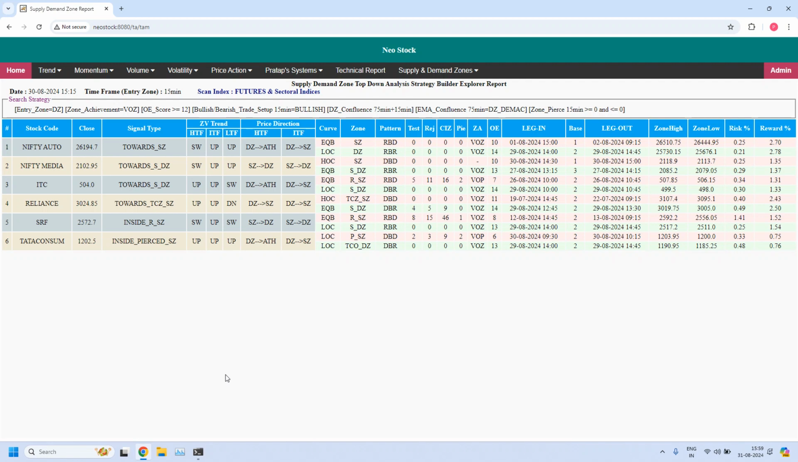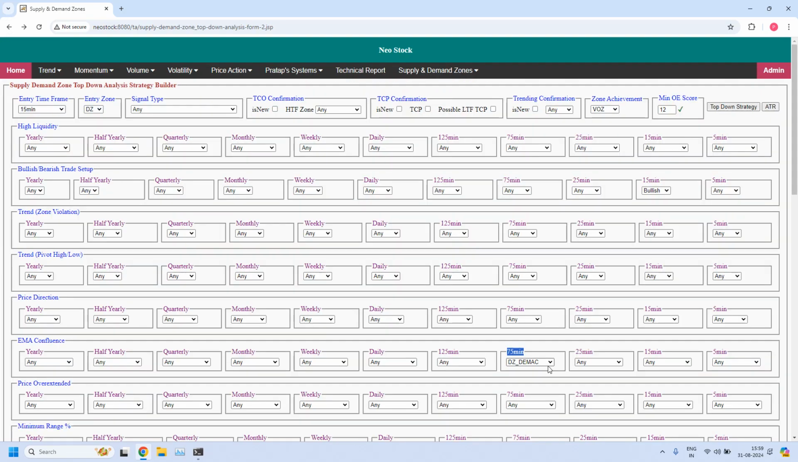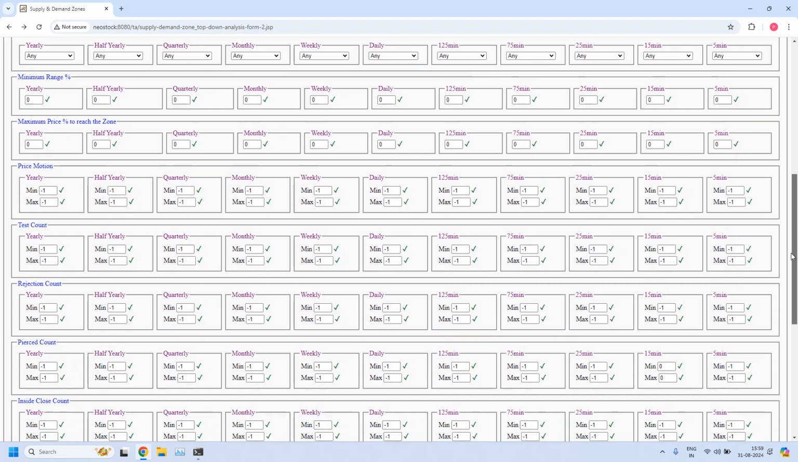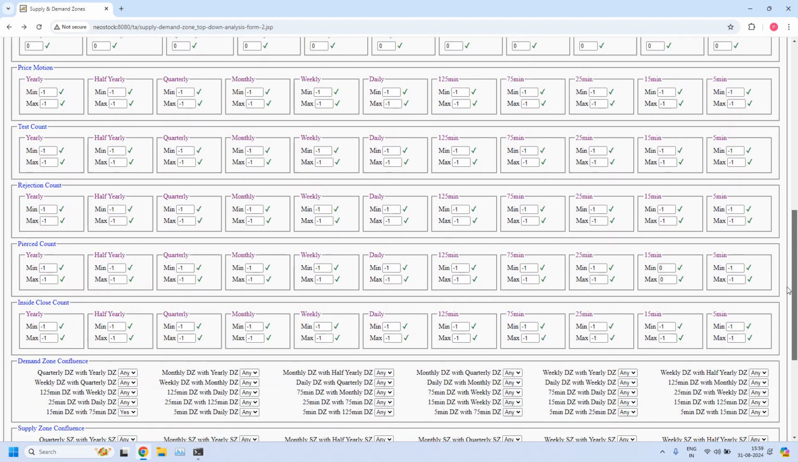So this is the high probability trade setup. Now let's look for LTF, ITF, HTF confluence, how many of these zones are having. For that, first we need to remove this EMA filter. Now let's verify LTF, ITF and HTF zone confluence, demand zone.